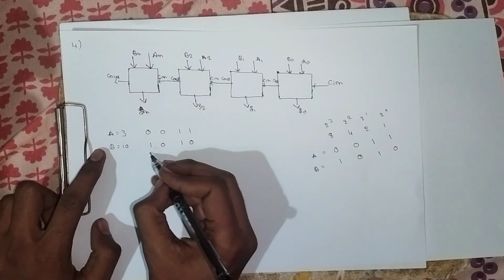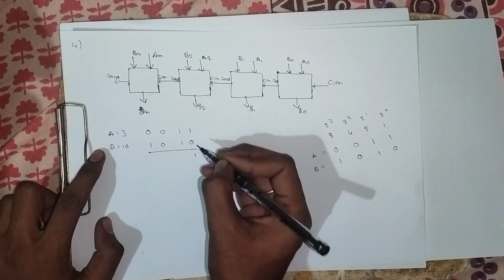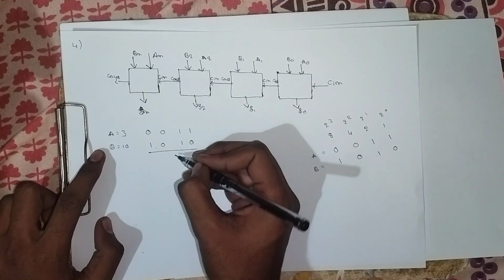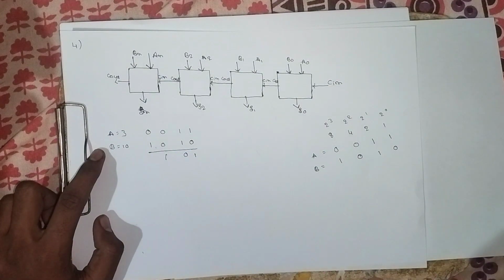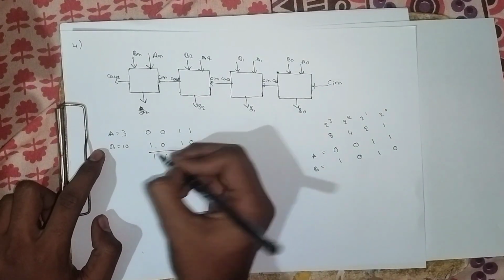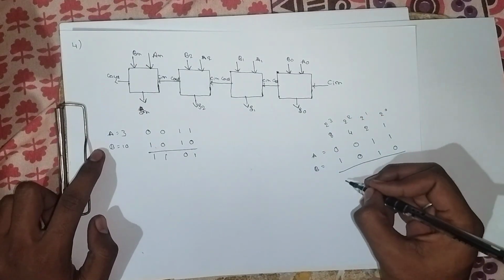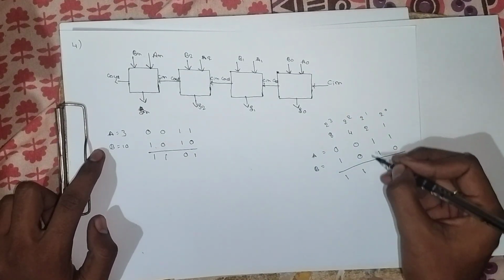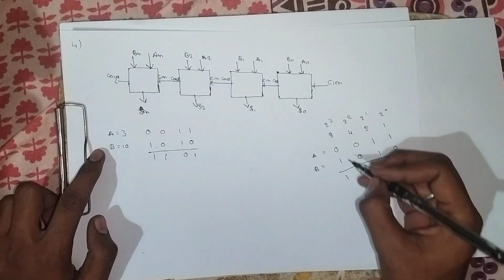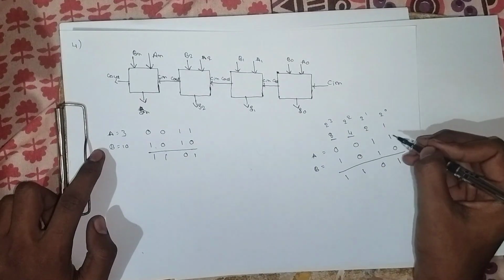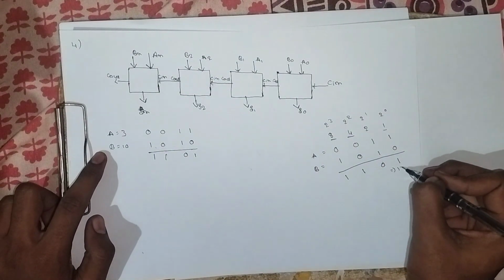So let us add these two. When we add 1 plus 0, it becomes 1. When we add 1 and 1, the carry out will be 1 and the sum will be 0. When we add 0 and 1, it becomes 1. So 2 cube becomes 1, 2 square becomes 1, 2 power 1 becomes 0, and 2 power 0 becomes 1. So 8 plus 4 is 12, 12 plus 1 is 13. So the sum becomes 13.